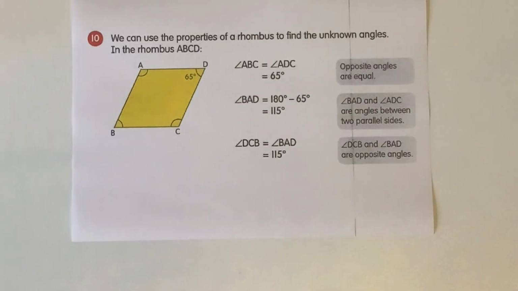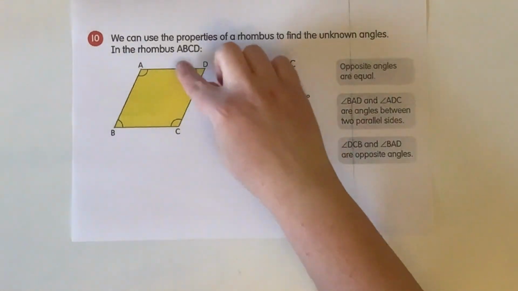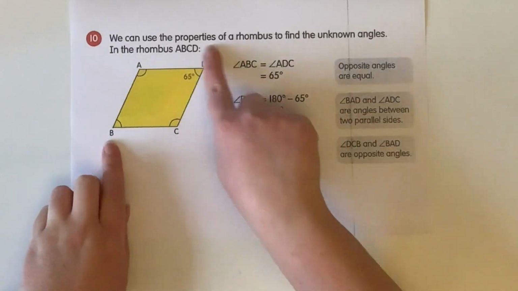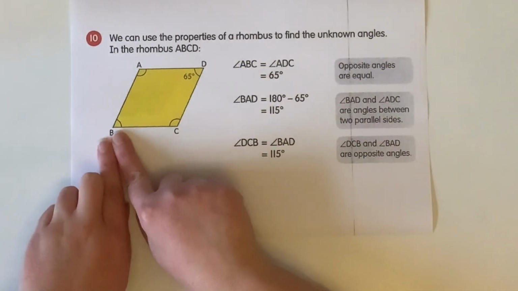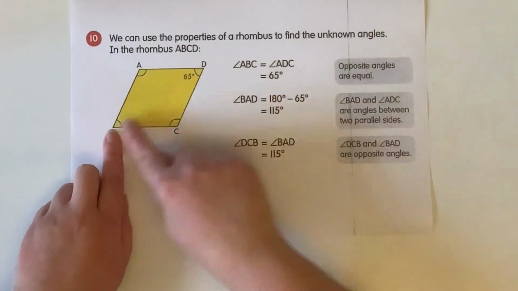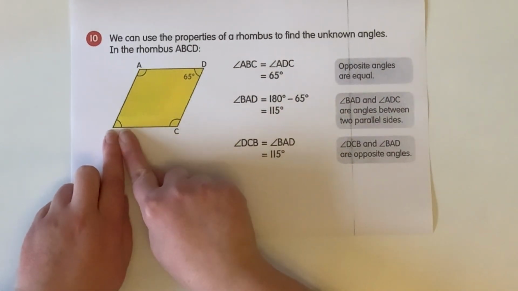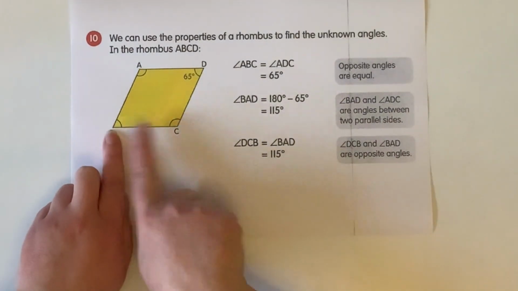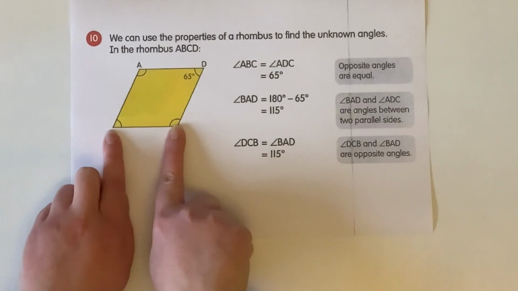So once again, if we're told one of the angles, we can use this to help us to work out the unknown angles. Here we are told that the angle ADC measures 65 degrees, and we can use that to help us to work out the other angles. First of all, because I know this angle, I know that the opposite angle, ABC, is equal, so also measures 65 degrees.